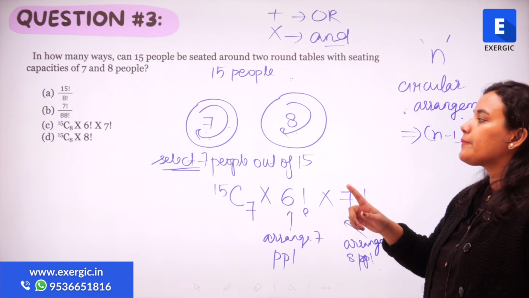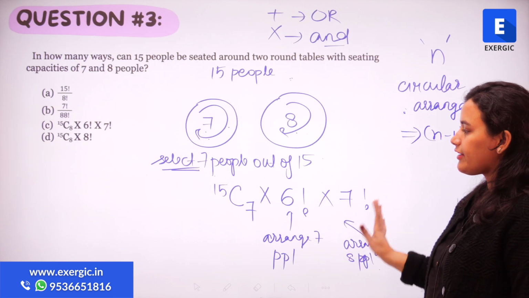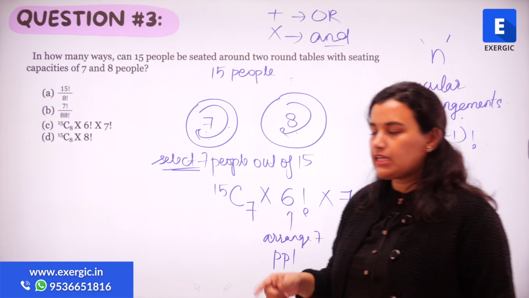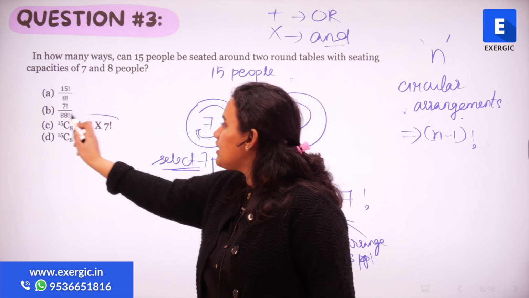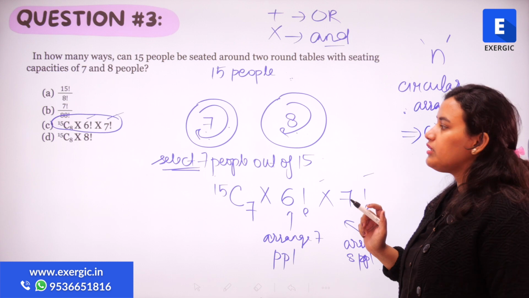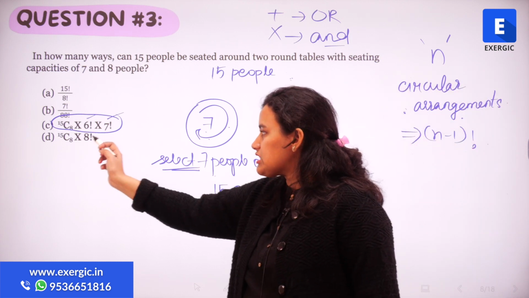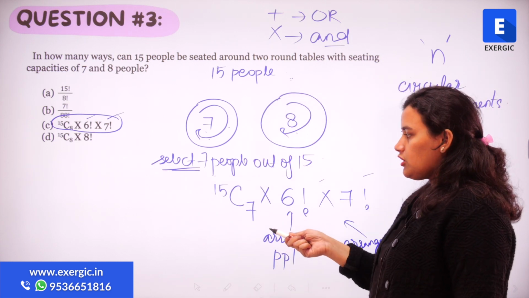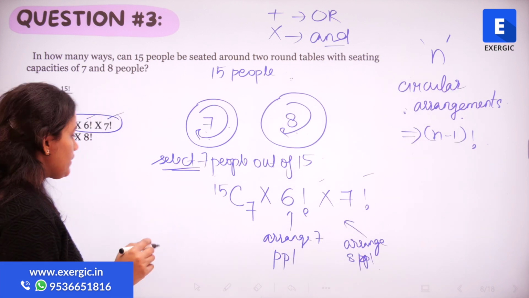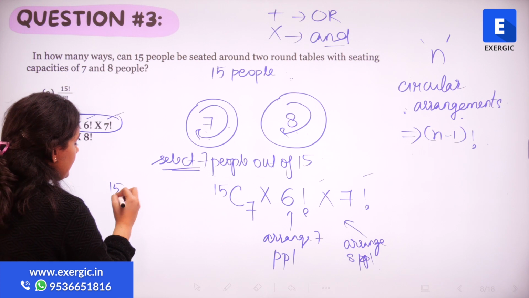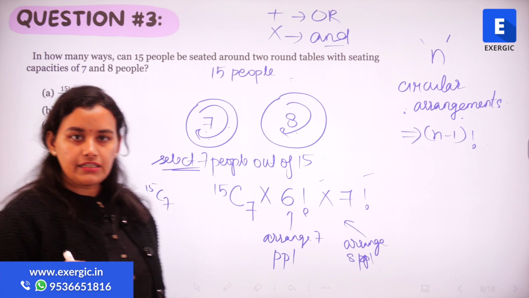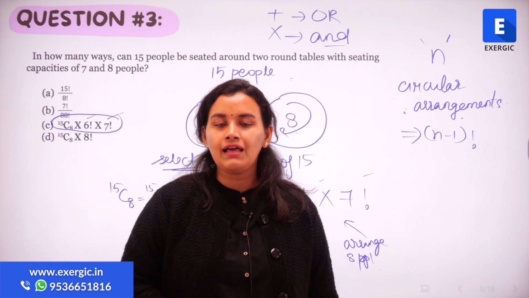Now let us look at the options. The options are also in the form of factorials, so we don't need to simplify this. If you look at option number C, we have 6 factorial and 7 factorial, common with what we have got. What's remaining is 15C8 and 15C7. So tell me, is 15C8 equal to 15C7? Try this in your notebooks. Will they be equal? Yes.